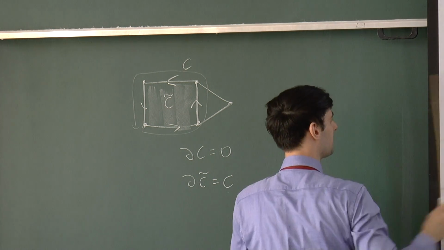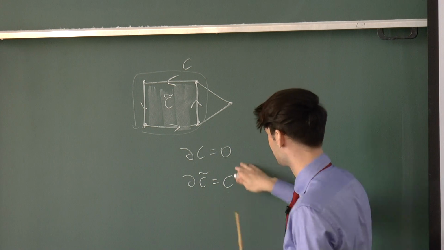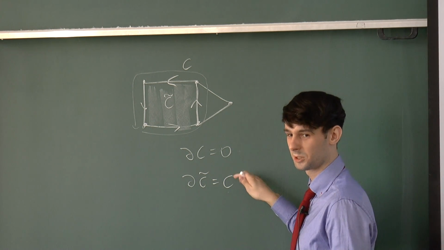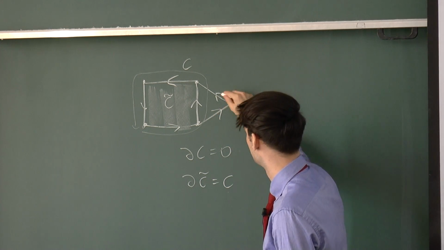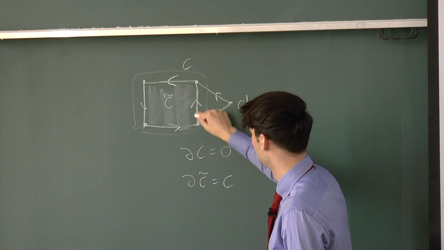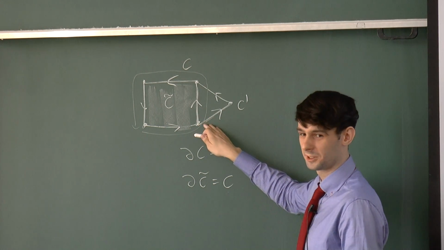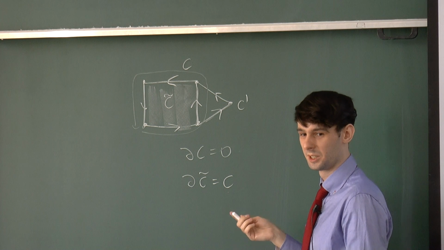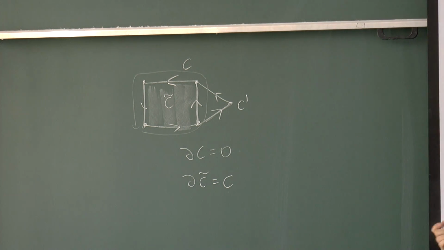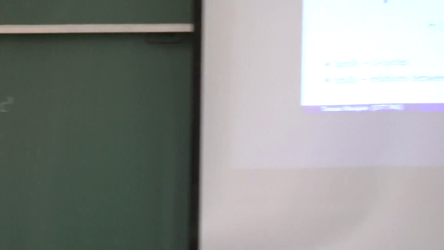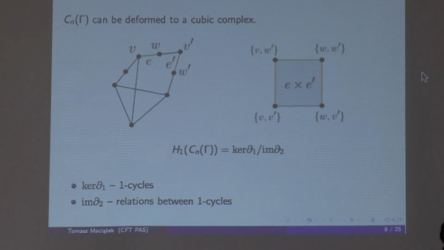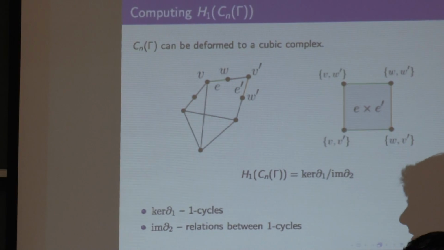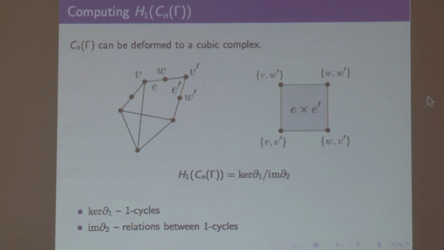So this relation here actually means that such things do not contribute to our group because these are contractible. But when we take this C prime here, it is not a boundary of anything. Then it contributes to our group. So it's somehow this group distinguishes those holes in our space, one-dimensional holes, two-dimensional holes.